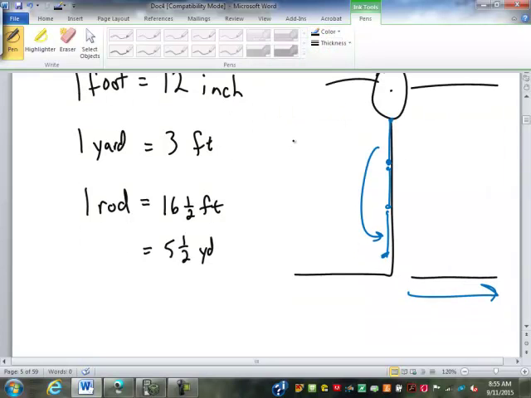What about acres? Is that the survey you would want? Yeah, we'll get to acres after a while. When we talk about area, we'll talk about acres.